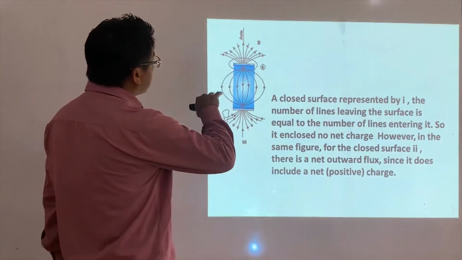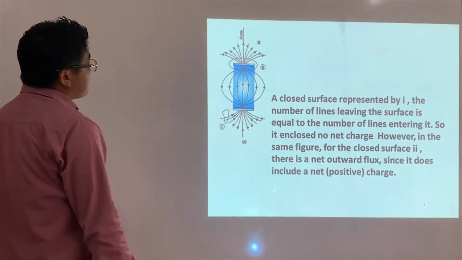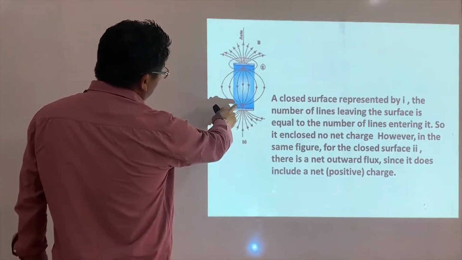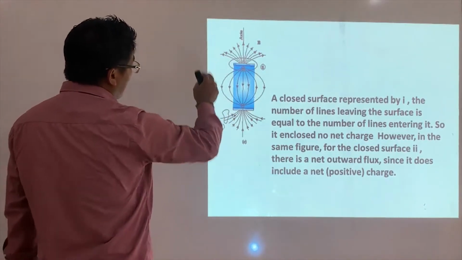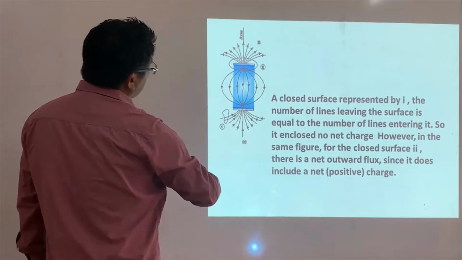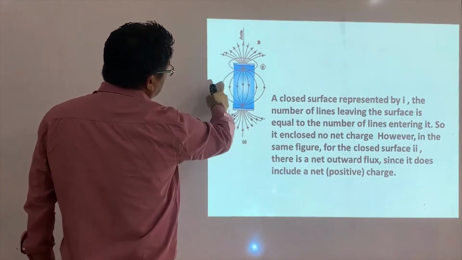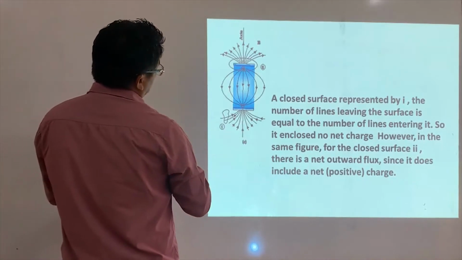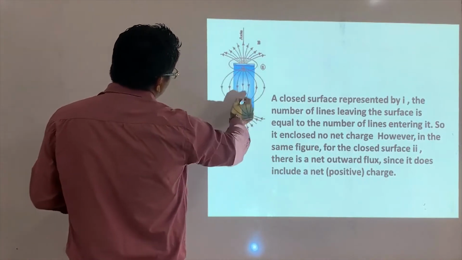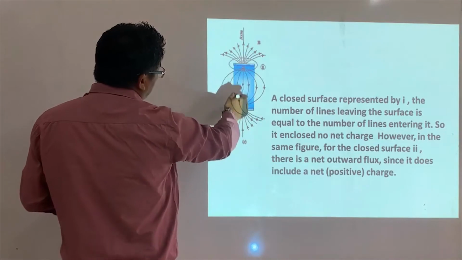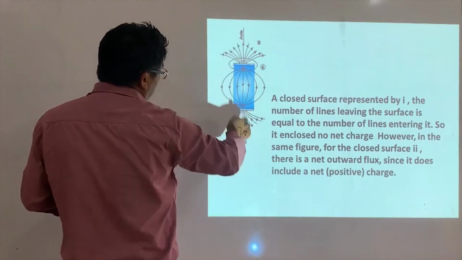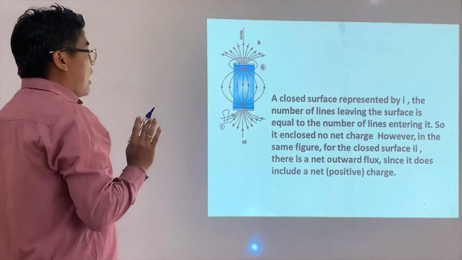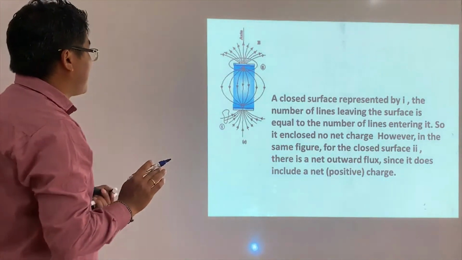So when we talk about electric dipoles, negative goes into and positive comes out, and then the electric field always goes from positive to negative. This is not a closed loop. Look here, electric fields never form a closed loop. Negative to positive to negative, then it goes out, goes into. So consider a closed surface, represented by 1.